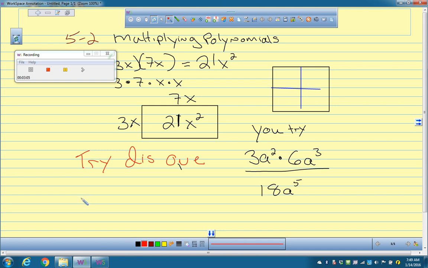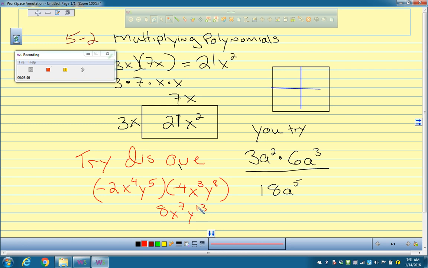Okay. This one's a little trickier because it's got some negative signs and some higher power numbers. Negative 2x to the 4th, y to the 5th, times negative 4x to the 3, y to the 8th. Try that one. Give that a shot. You should have gotten 8x to the 7, y to the 13, right? All right, I think we've mastered that. We can move on.